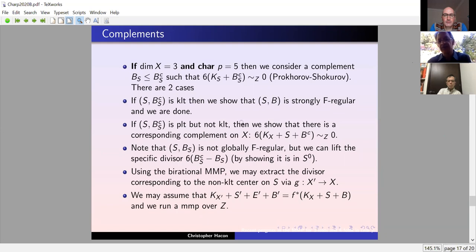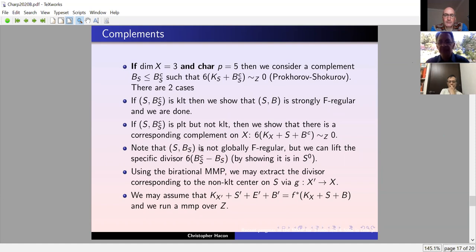we do two things. So the first thing we do is we extend this complement on S to a complement on the ambient variety. So the usual problem that we have to extend sections from the divisor to the ambient variety. In this case, we have to extend this specific divisor, 6 times the difference between BCS minus BS. We have to extend that to the ambient variety. Maybe I need a round down here, but I'm not gonna worry about that right now.